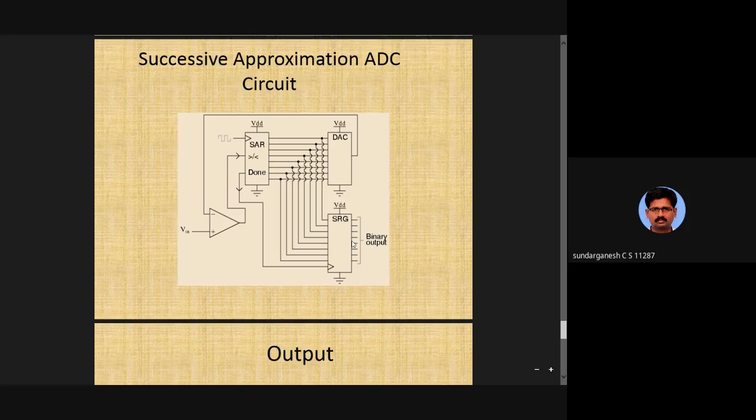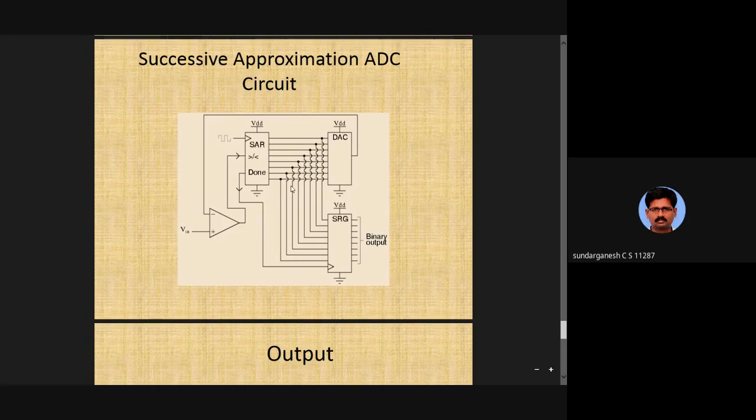So for any ADC, you need a counter. For this counter, you require these flip-flops. So in this successive approximation ADC, you require a DAC. This DAC will start from the LSB. Then the input voltage is checked.